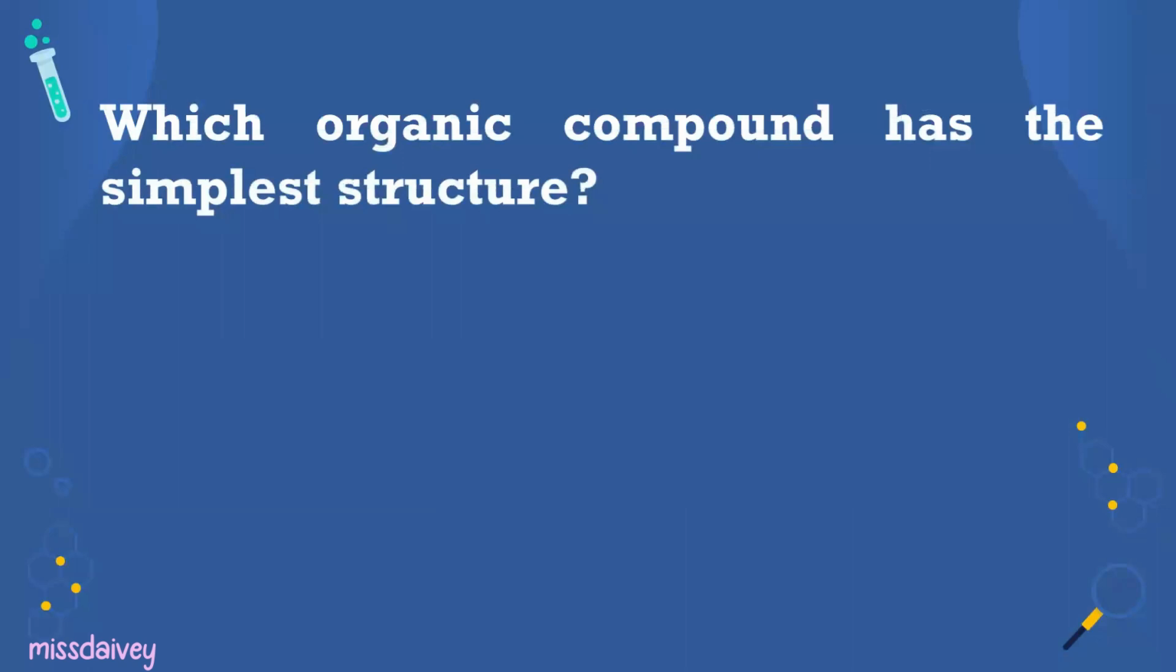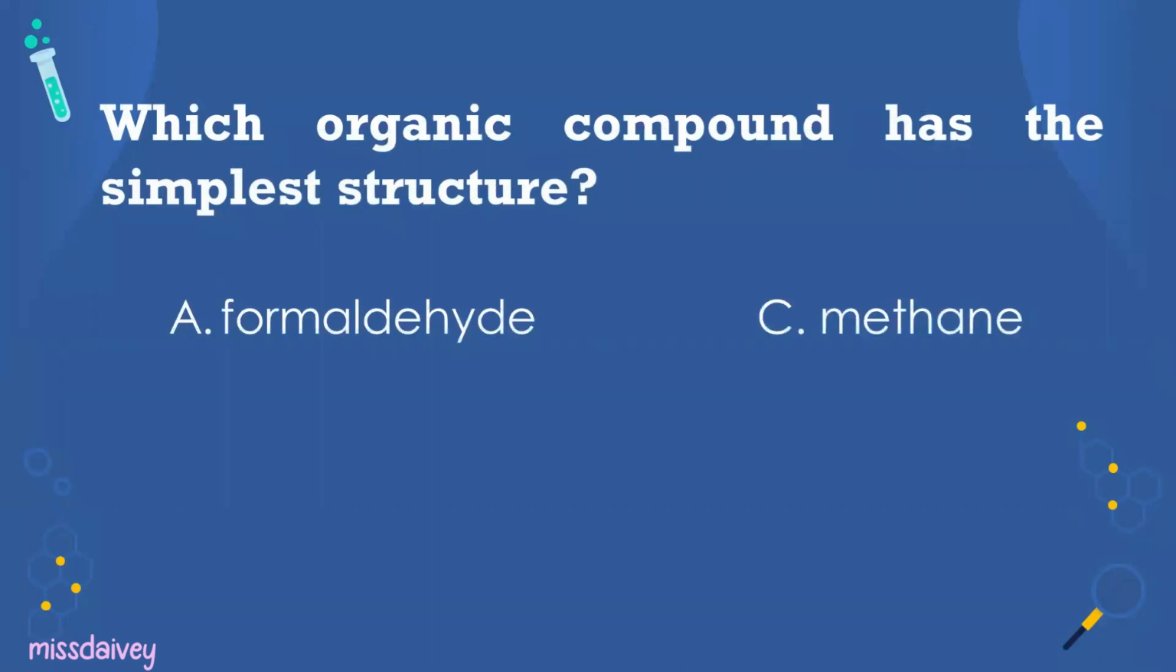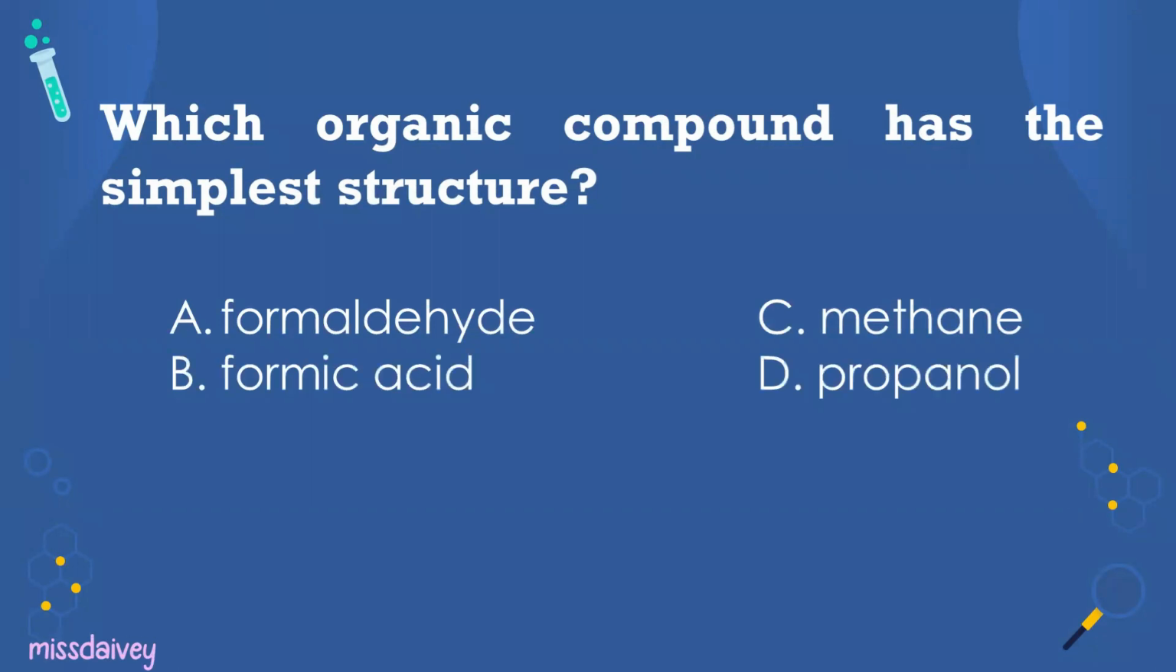Which organic compound has the simplest structure? A, formaldehyde, B, formic acid, C, methane, or D, propanol? The correct answer is C, methane.